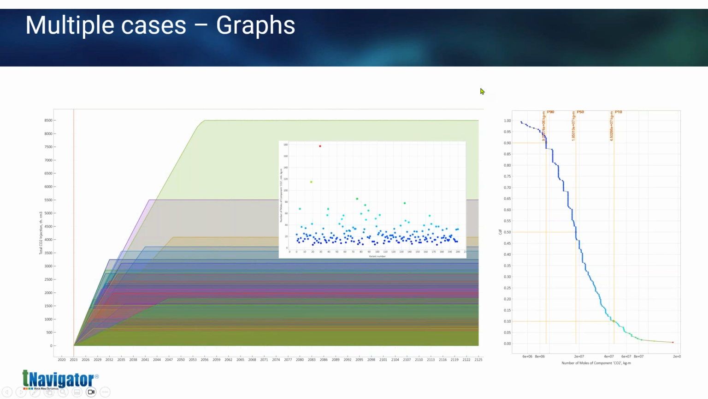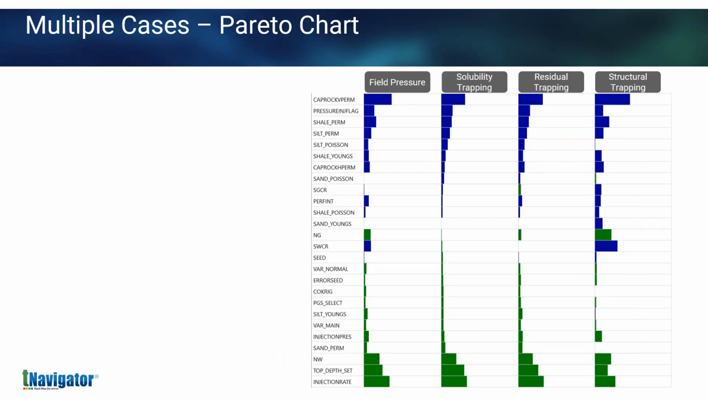So this is already good, but we are still looking at multiple cases. That's great, but we're still looking at graphs only. So we can keep going through the different possibilities that tNav offers for analysis of the data. Next one would be probably a Pareto chart. You can look at things like field pressure or the amount of solubility, residual, and structural trapping, and how the input parameters affect these 4 different outcomes. And I've ordered it by solubility trapping, but you can also do it by others. Just quickly pick some examples.